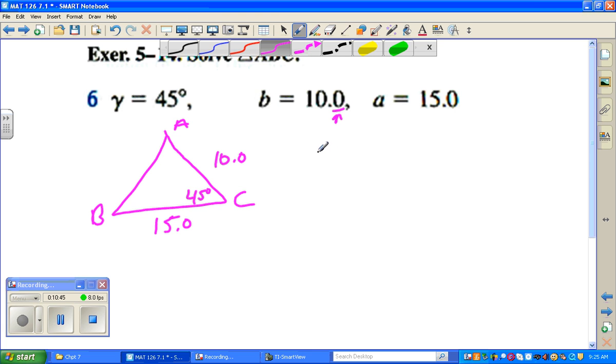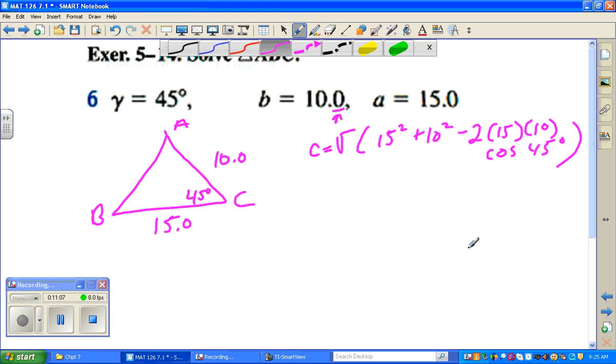Now, watch very carefully. c actually equals the square root of a squared, which is 15 squared, plus 10 squared minus 2 times 15 times 10 times the cosine of 45 degrees. That's how you would type it out in one solution.